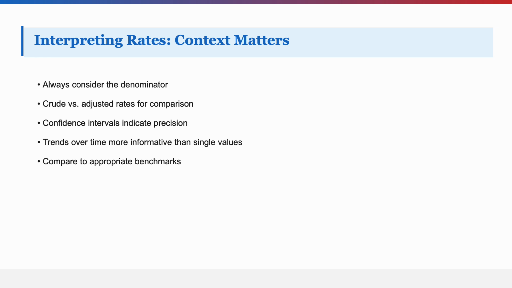Single values are less informative than trends. Is your readmission rate increasing, decreasing, or stable? One quarter's data doesn't tell you much. Track rates over time to identify meaningful patterns. Finally, compare to appropriate benchmarks. Is 3% hospital mortality good? Depends on your case mix. Compare to similar institutions or use risk-adjusted benchmarks that account for patient characteristics.